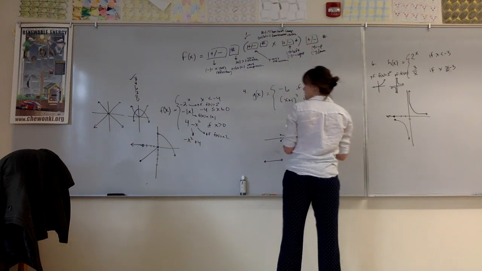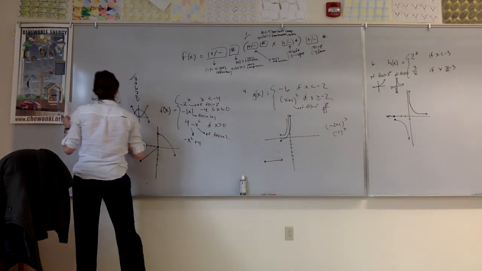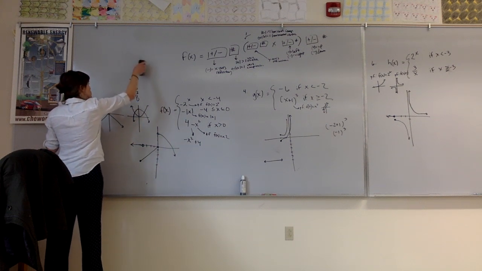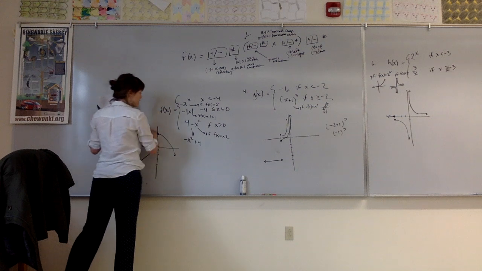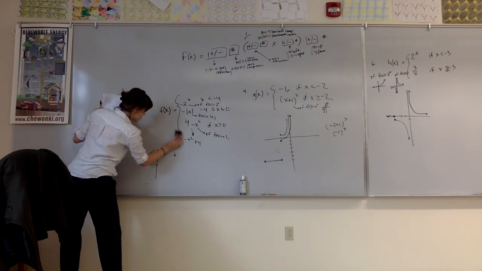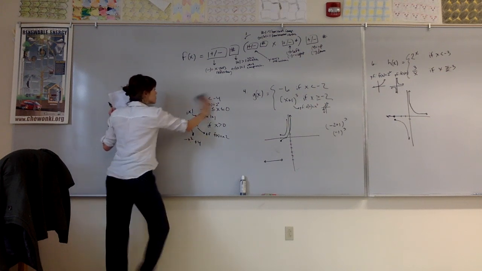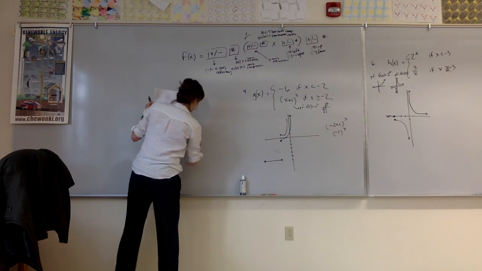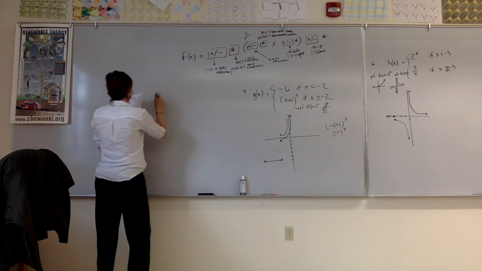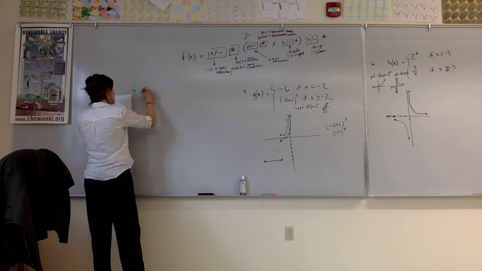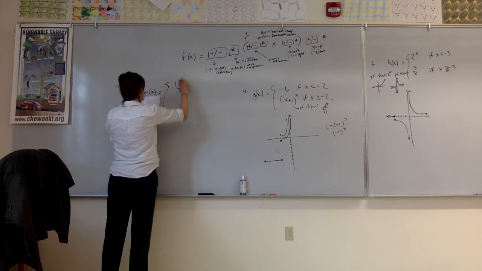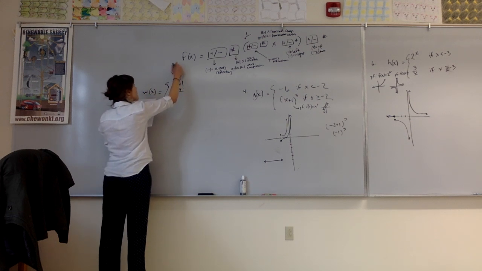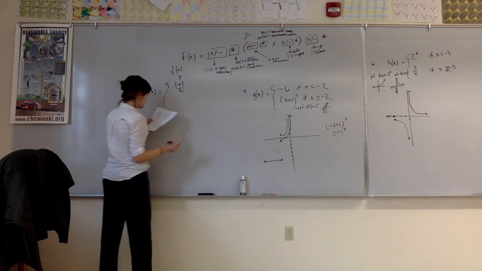Number 7 and then number 8. So, are you guys okay if I erase this? So for number 7, I have w of x equals the absolute value of x over 2, which I can rewrite, remember, as 1/2 times the absolute value of x.